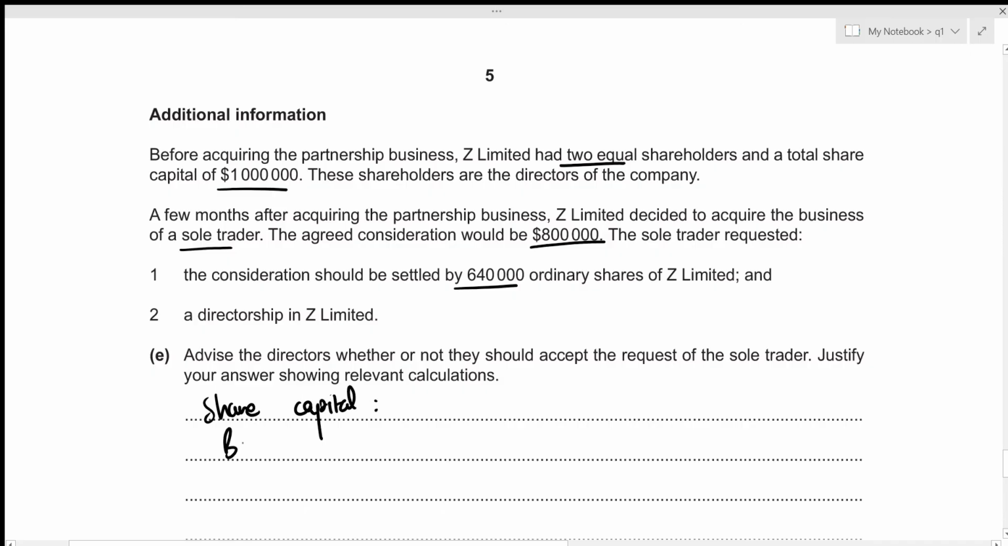So before the acquisition of sole trader, we already acquired the partnership business, so we should also include the ordinary shares provided to the partners of those partnership business, right? And before the partnership business, there were 2 equal shareholders with a total share capital of 1 million. So that's 1 million. And now we need to add the shares provided to the partners Alan and Brian.